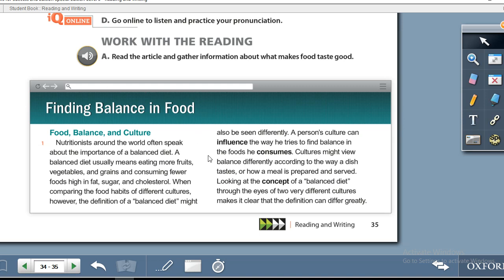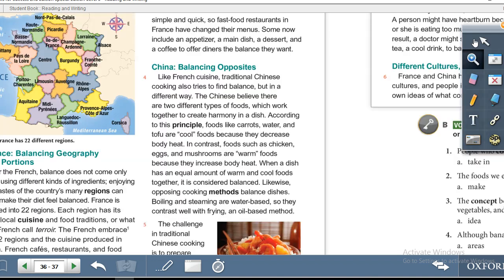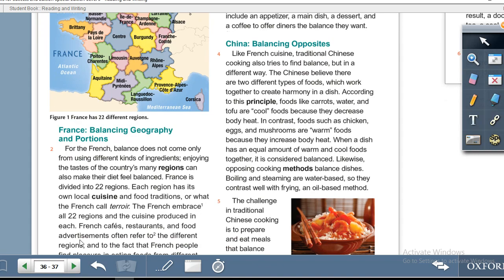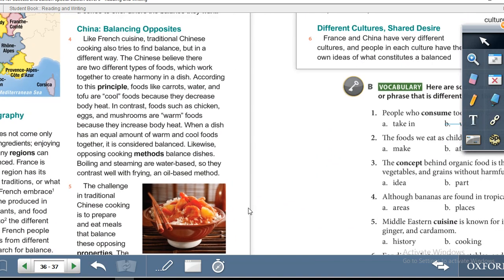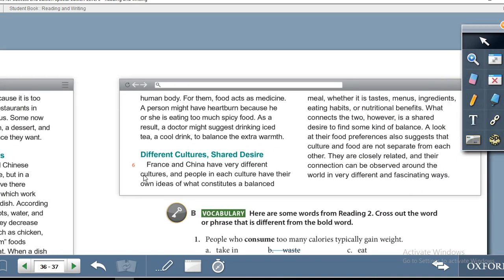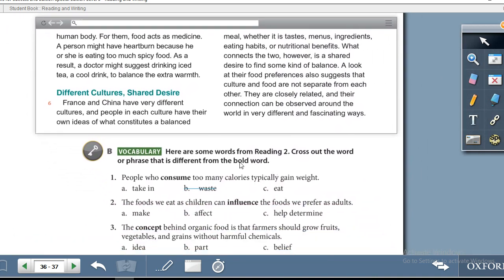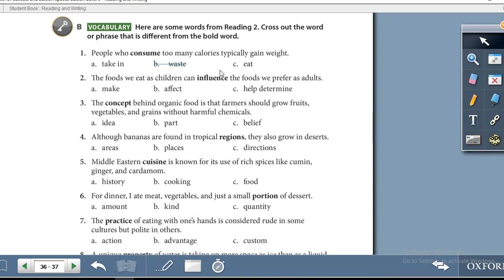This is reading number 2. Let's move on. Page number 36. So as you can see, reading number 2 continues throughout page number 36, and it continues through page number 37. Right, I'm going to look at exercise B now. I will explain how you will do this exercise.